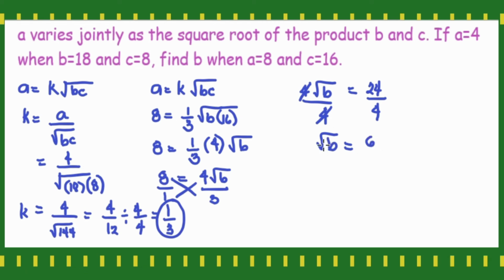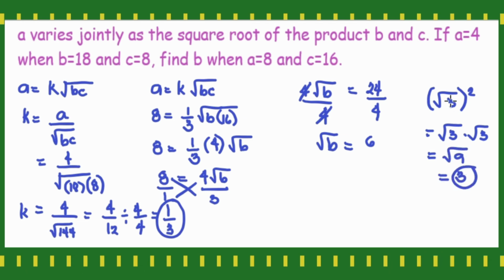Now, para mawala ang square root ng isang number, we have to square it. For example, the square root of 3, para mawala yung square root, you square it. That is equal to the square root of 3 times the square root of 3. And we have the square root of 9, and the square root of 9 is equal to 3. So, nawawala yung square root kapag in-square natin siya.